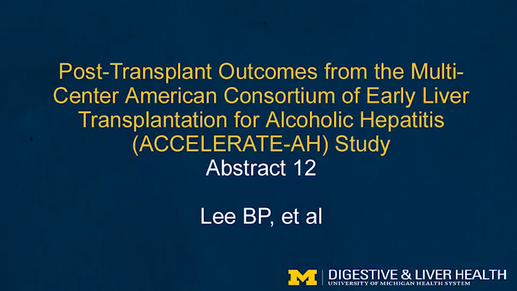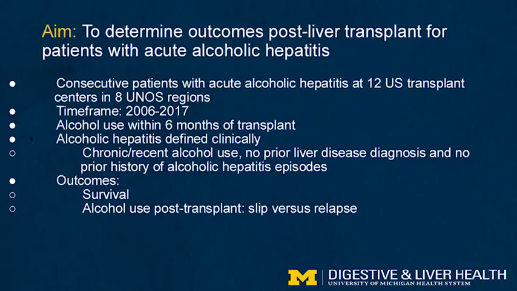In this study, called the Accelerate AH study, they provided a little more granular detail about a rather large group of patients who had been transplanted across multiple centers with acute alcoholic hepatitis. Again, the aim was roughly the same: to determine how these people do when we transplant them. Should we continue doing that or not? They looked at 12 transplant centers across 8 UNOS regions. Again, transplant is by geographic region across the US, so they had good coverage of the US, and a time frame of just over 10 years.